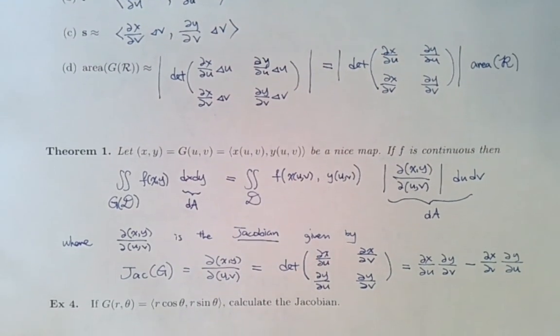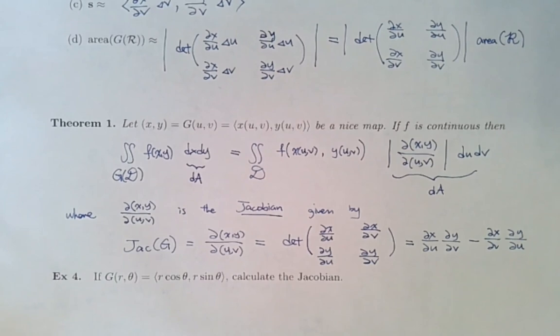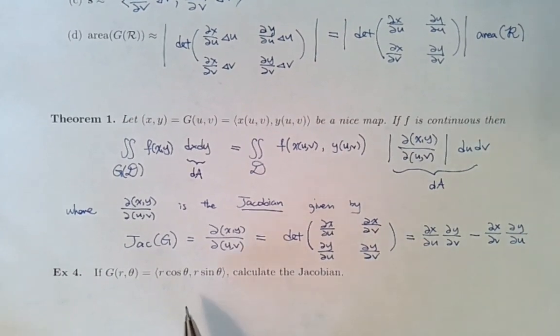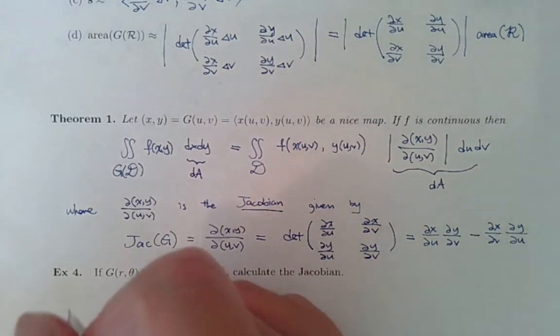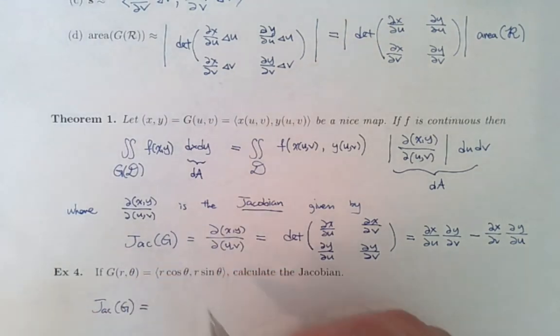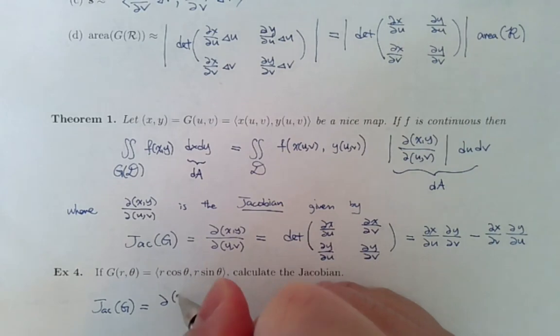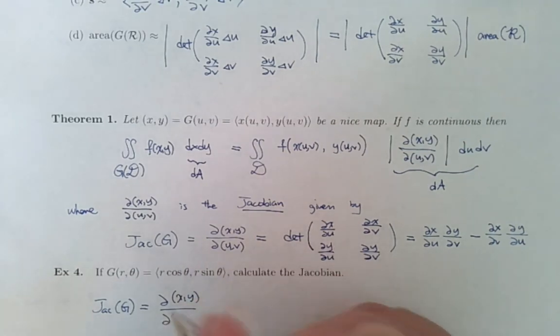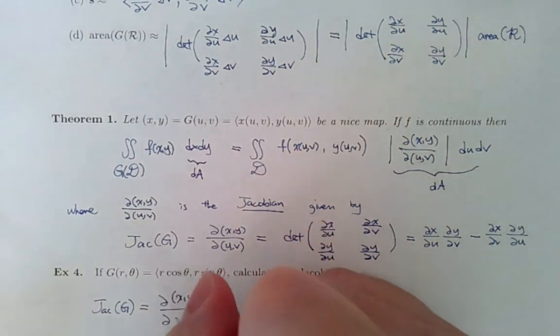Let's give this a try. So here is the polar coordinate map that we saw in exercise 1 on the previous page. Well, we saw it last time. Let's calculate its Jacobian. So the Jacobian of G is equal to, let me write it out using this notation. We have x, y, and then below, instead of u, v, we have r, theta.